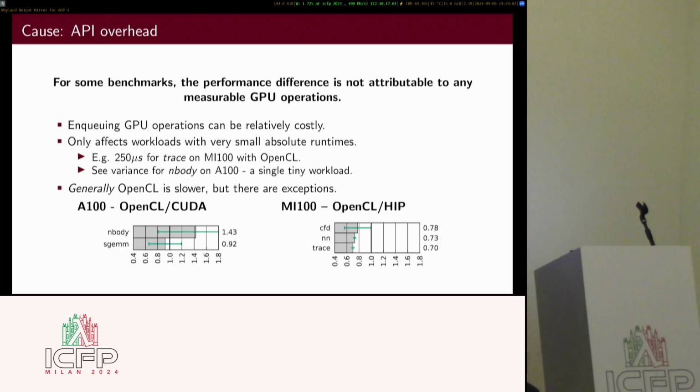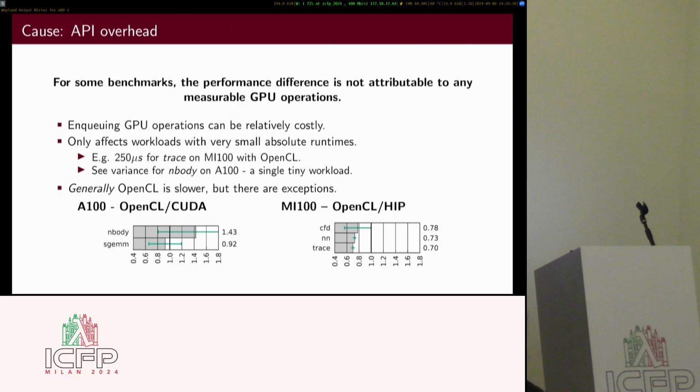Because putting things in a queue, of course, is not free, and in some cases it is pretty costly, especially if your actual GPU workload is very small. For example, for nbody, we have a very large variance here, which is almost entirely due to a single very tiny workload with, I think, 1,000 bodies or something. That takes almost no time to run, and is almost entirely overhead. And apparently, that overhead is greater with CUDA than OpenCL on that machine.